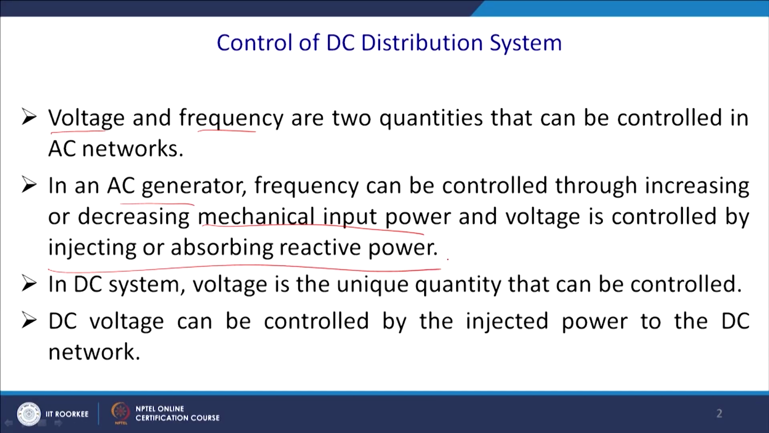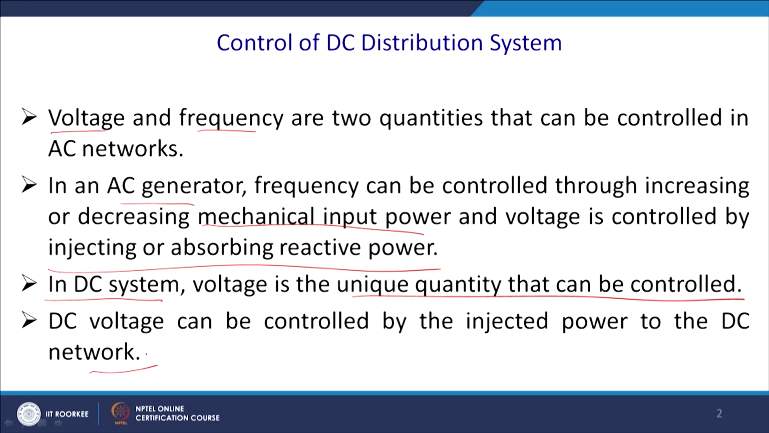The voltage is controlled by injecting or absorbing reactive power. We require the same thing with the switching solutions. The STATCOM, or since it is a microgrid, a shunt active power filter, can mimic these characteristics. The DC system has only one voltage, so there is no frequency. Voltage is the unique quantity that needs to be controlled. So you do not have separate controls for frequency and voltage, you just have voltage control, and there is no concept of reactive power.